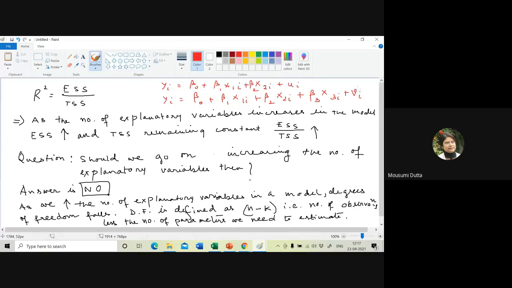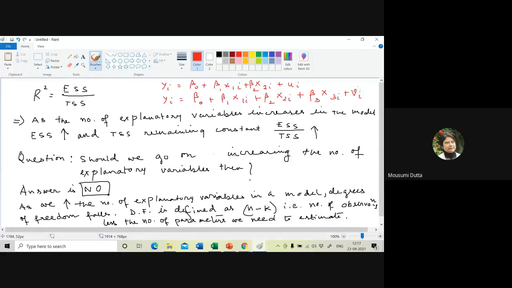So as we increase the number of explanatory variables in our model, that brings an additional regression coefficient, which indicates we have to estimate one more parameter in the model. So as we go on increasing the number of explanatory variables, on one hand, it is true that ESS is increasing as ESS by TSS is increasing. However, it is reducing the reliability of the model because the degrees of freedom, which we measure by n minus k, is falling. So there is a cost part too.